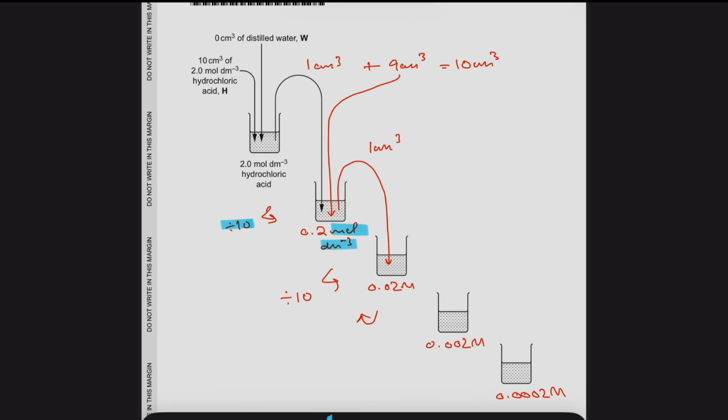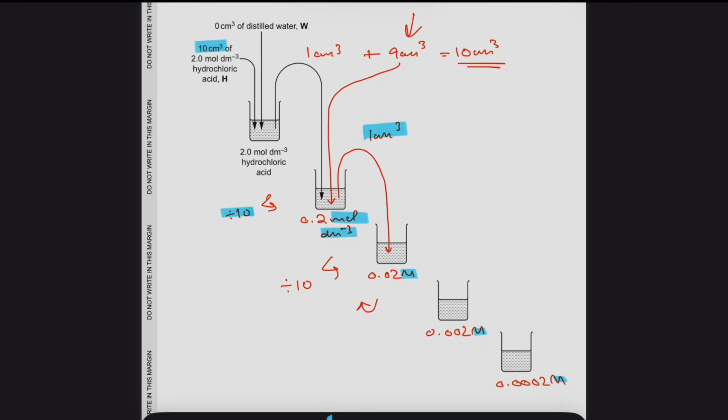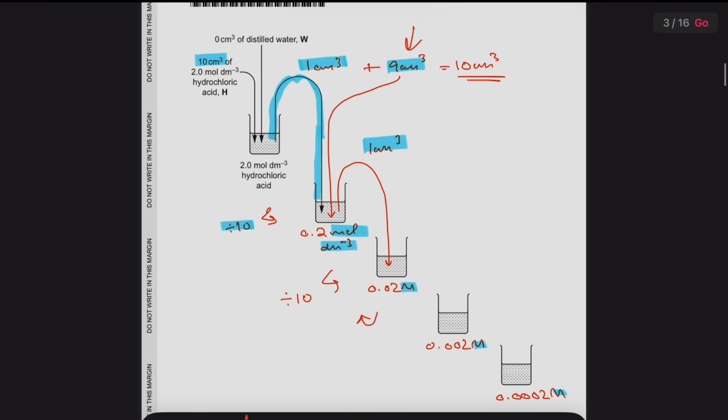So moles per decimeters cubed. I have abbreviated it with capital M, but ideally you should use moles per decimeters cubed each time. The second mark is for transferring 1 centimeters cubed of the previous solution to the following solution. And then the third mark would be to add 9 centimeters cubed of distilled water to make up our 10 centimeters cubed. So basically, throughout the procedure, we need to maintain a volume of 10 centimeters cubed. 1 centimeters cubed would be of the previous solution, our previous concentration, and the remaining 9 centimeters cubed would be water to make up that 10 centimeters cubed.